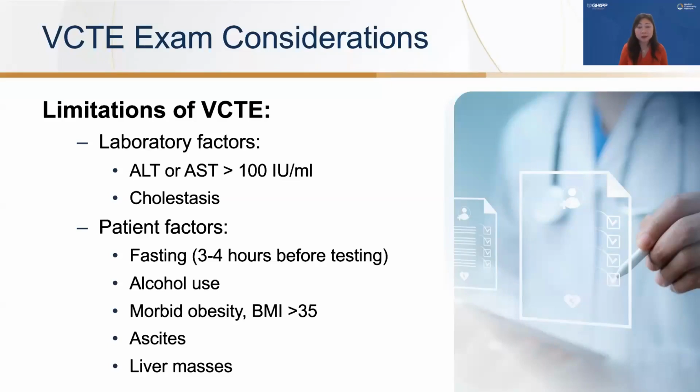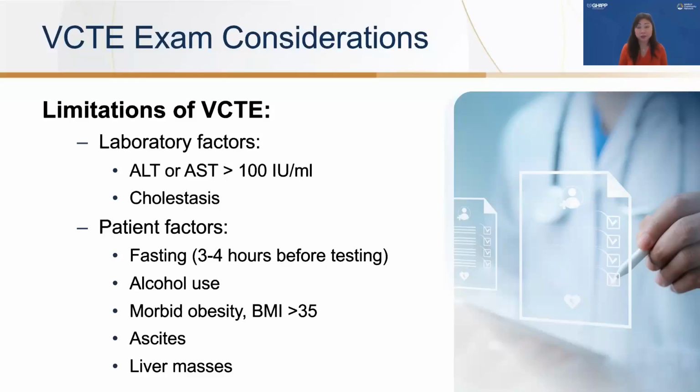For patients who have morbid obesity, BMI greater than 35, the distance between their skin and the liver may be a little thick. And so sometimes we have a hard time getting a reading. The XL probe helps in this situation a little bit.